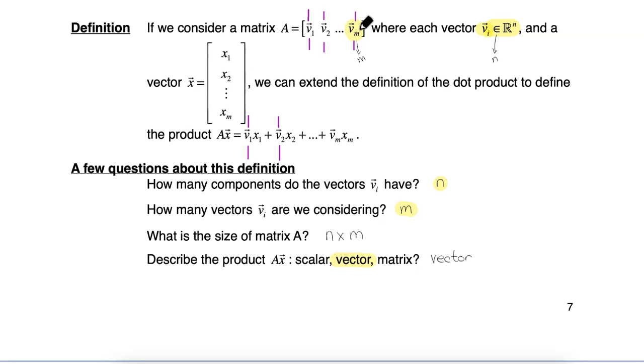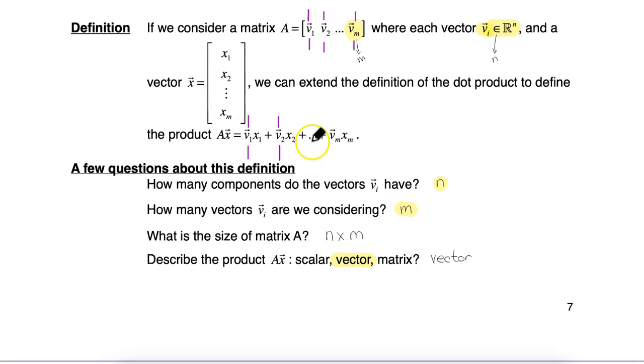So combining these two first answers, we can answer the third question. What is the size or the order of matrix A? It is an n by m matrix. Finally, describe the product A times X. Is it a scalar? Is it just a number? Is it a vector? Is it a matrix? What's the best answer to this? The best answer is that it's a vector.